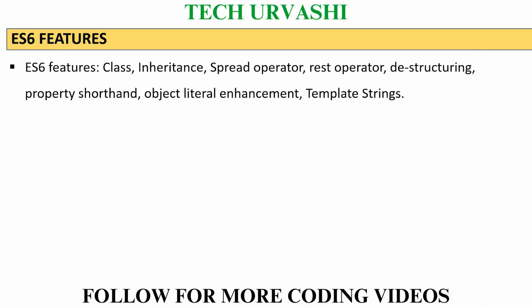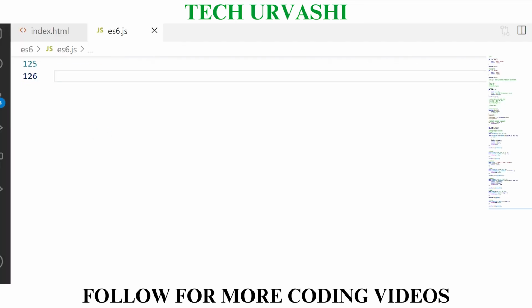Hello everyone. In today's video, we are going to continue with the ES6 features like classes, inheritance, spread operator, rest operator, destructuring of arrays and objects, property shorthand, object literal enhancement, and template strings. So let's get to Visual Studio Code to see all the features one by one. Let's start with the class.